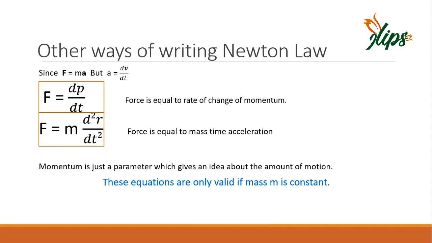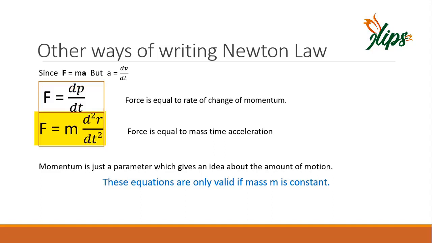So these are some other ways of writing Newton's law. The first one says that the force is equal to the rate of change of momentum. Since momentum is the amount of motion in an object, to change this amount of motion, you will need to apply force. An example is that if a car is moving with a certain speed, it has a certain momentum. If you want to increase or decrease its momentum, then you will need to apply force. If the applied force is larger, then the change in momentum will be larger.